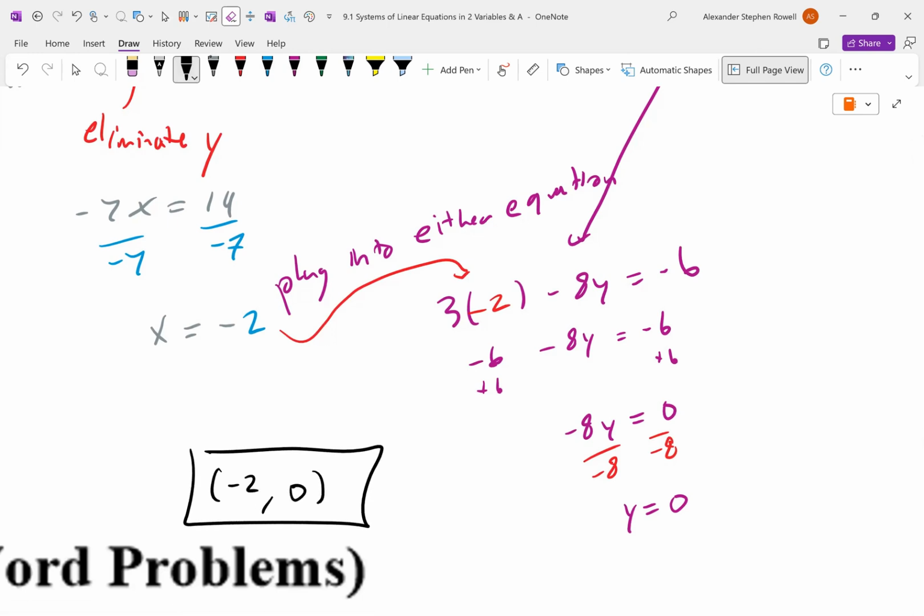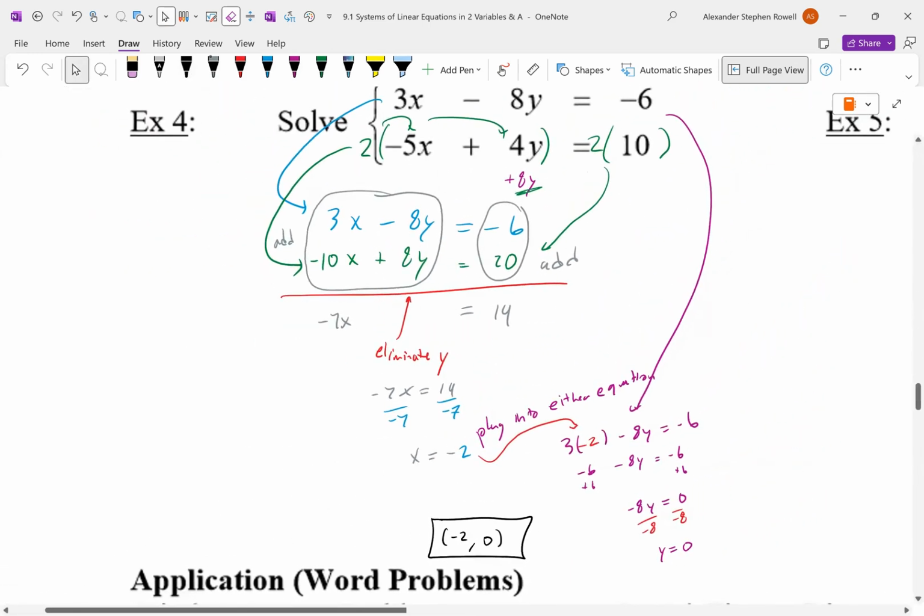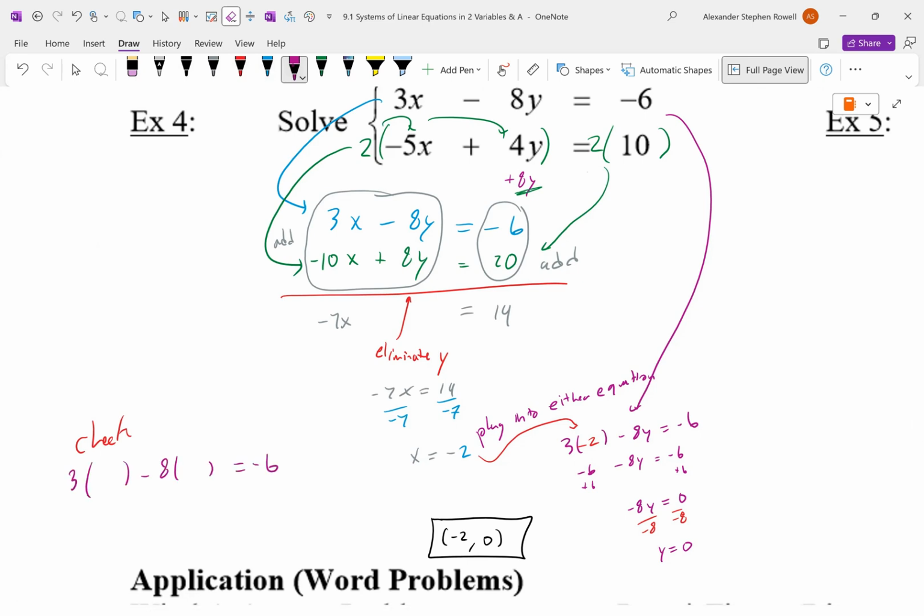And you know what? I'm really unsure of myself. I'm making a lot of mistakes today. Let me check. How can I check? Plug into both, right? So 3x minus 8y is equal to negative 6. Let's plug in negative 2 for x, 0 for y. Is it true? This is 0. Negative 6 equals negative 6. So far, so good. But it must be true for both equations. What is negative 5 times x plus 4 times y? Is it equal to 10?